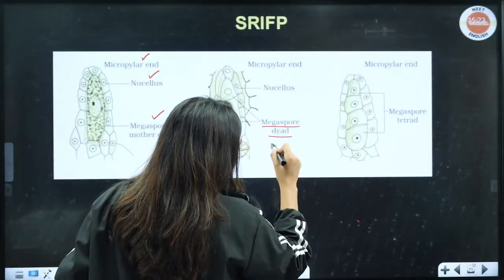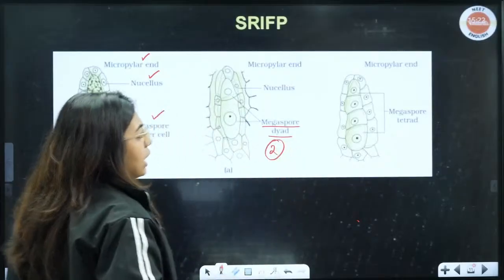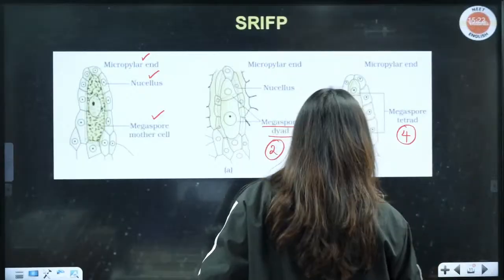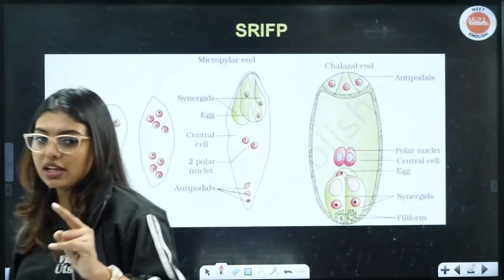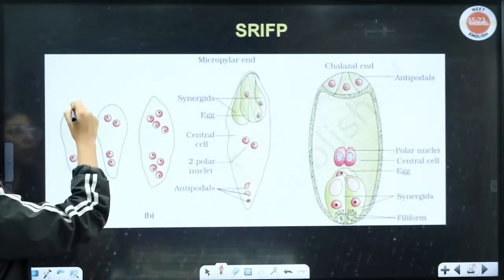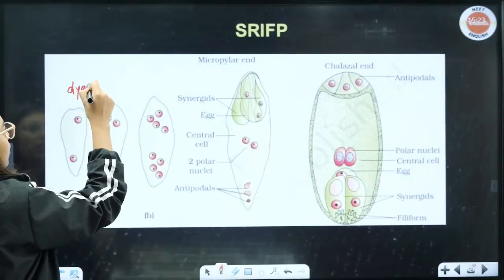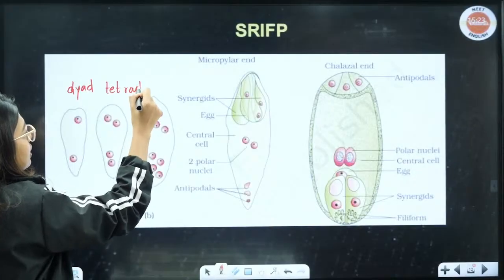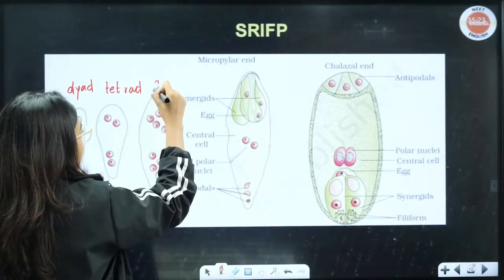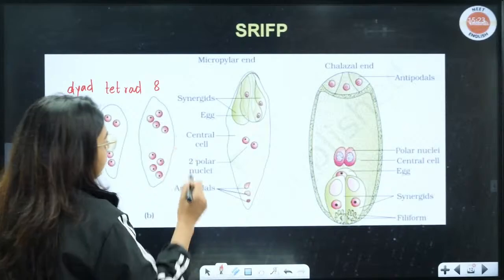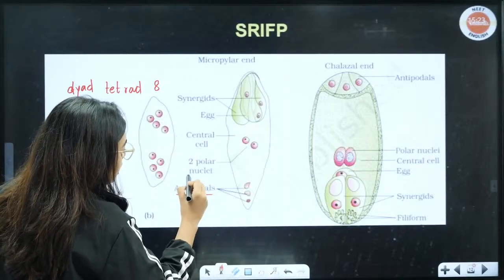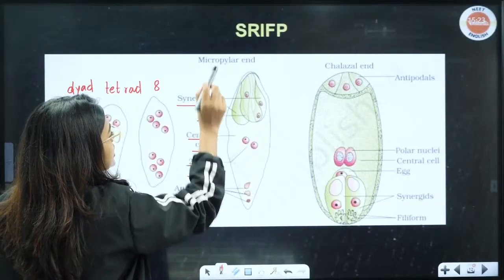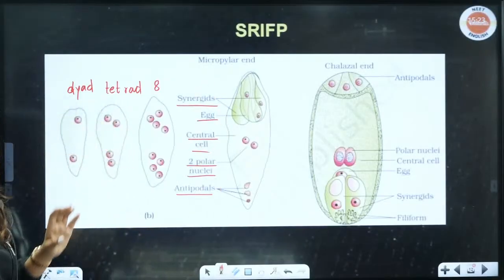Megaspore dyad formation. Dyad means 2. Okay, from there tetrad formation happens, 4. But unfortunately, of the 4, only one will be able to survive. That one fellow will go through a dyad phase. Okay, then he will go to a tetrad phase. From tetrad phase, he will go to an octate phase, that is 8 nucleated stage, and then you will be able to see antipodal cells, 2 polar nuclei, central cell, egg, synergids, all. So, synergids will be towards the micropylar end.